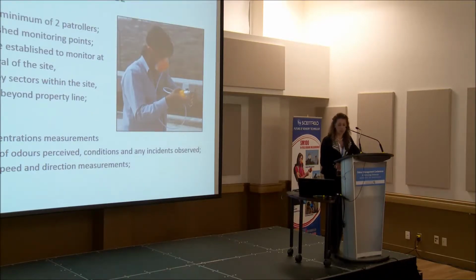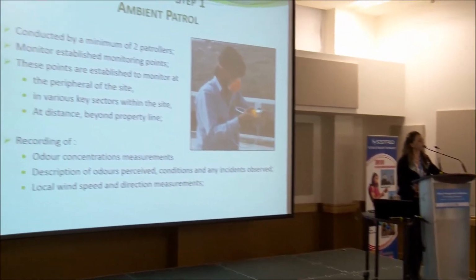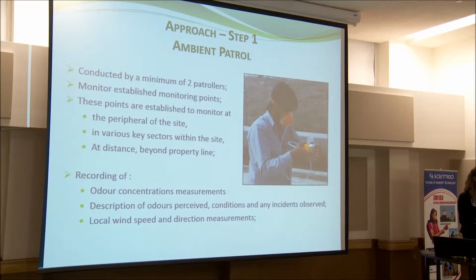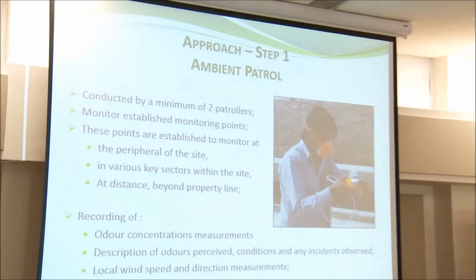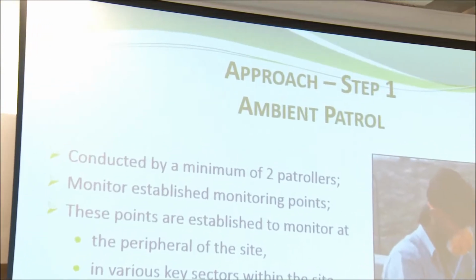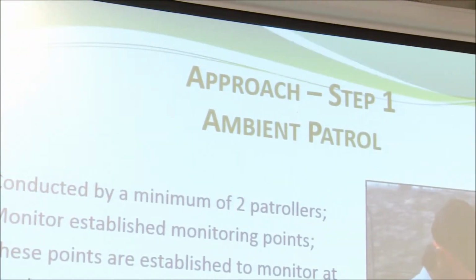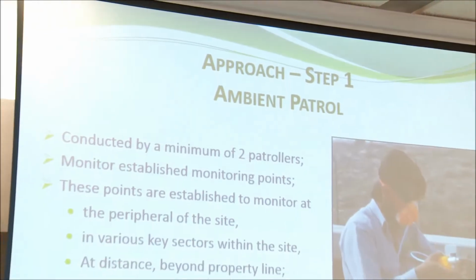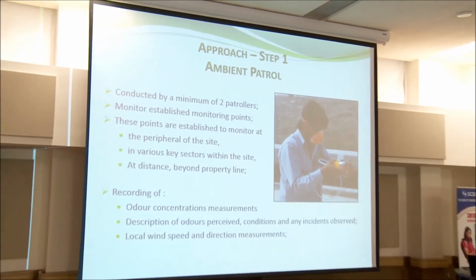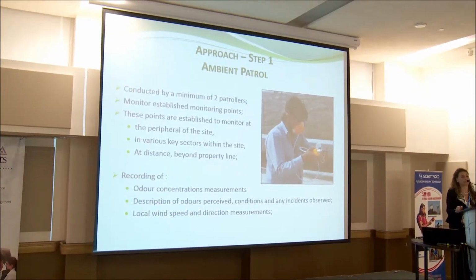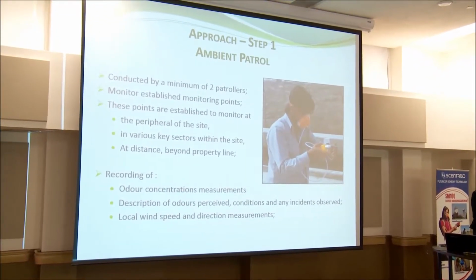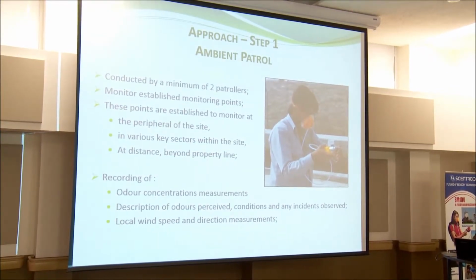Ambient Patrol, step 1 of the study, is conducted with a minimum of 2 patrollers. This is just the same as when you do duplicates when you sample, you need 2 patrollers to get reproducibility of your results, of your measurements. You monitor at established points, like fence line and different areas, but it always has to be the same points to get overall statistic data. At the periphery of the site, various key sectors within the site, at distance beyond property.